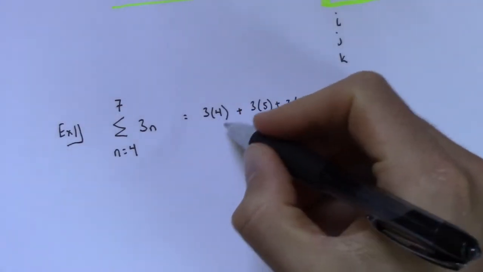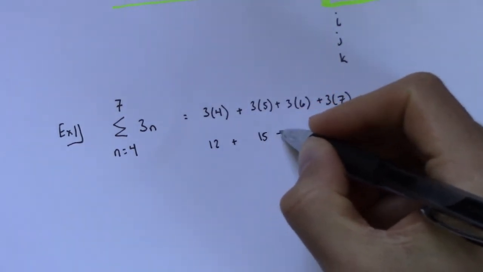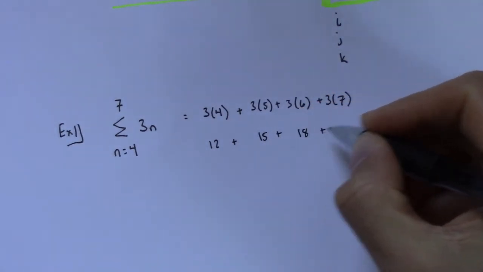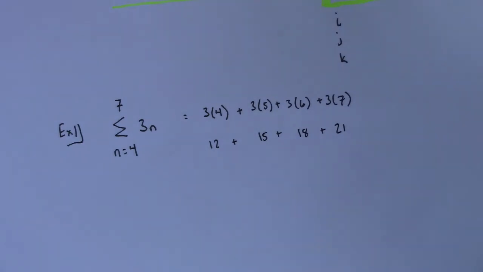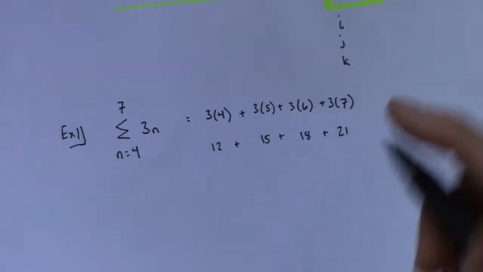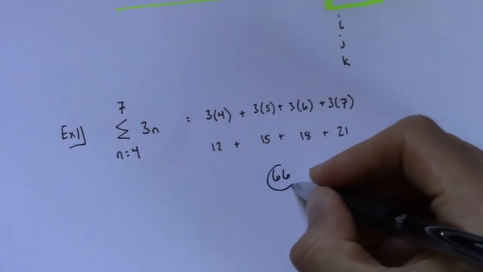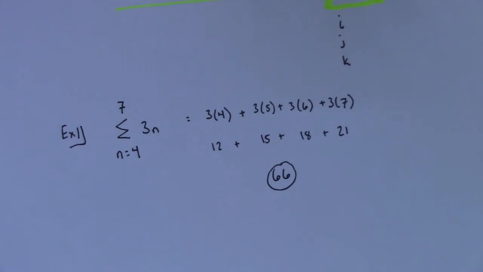If I do a little simplifying, 3 times 4 is 12. 3 times 5 is 15, 18, and 21. If I add those together, 12 and 18 is 30, plus 36 gives me a final answer of 66. Assuming I did that right, please tell me if I didn't, because I am not imperfect. And that's all there is to it.